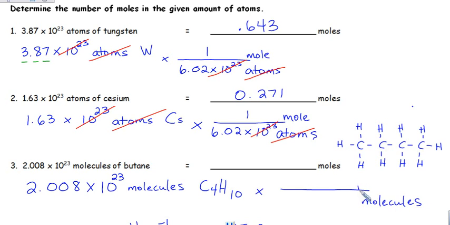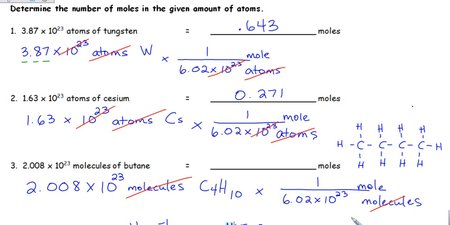I want to switch it to moles. You can say mole, M-O-L-E. The ratio is the same. 1 mole of anything is 6.02 times 10 to the 23rd particles. This time the particle is a molecule because my original is a compound, butane.